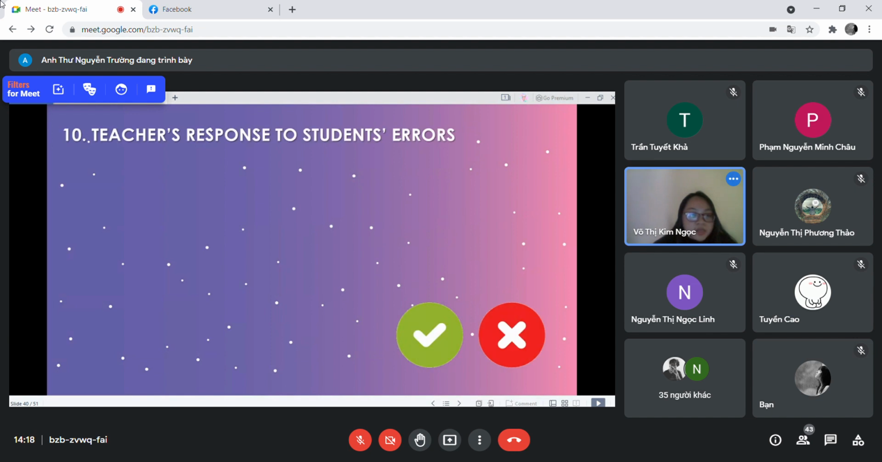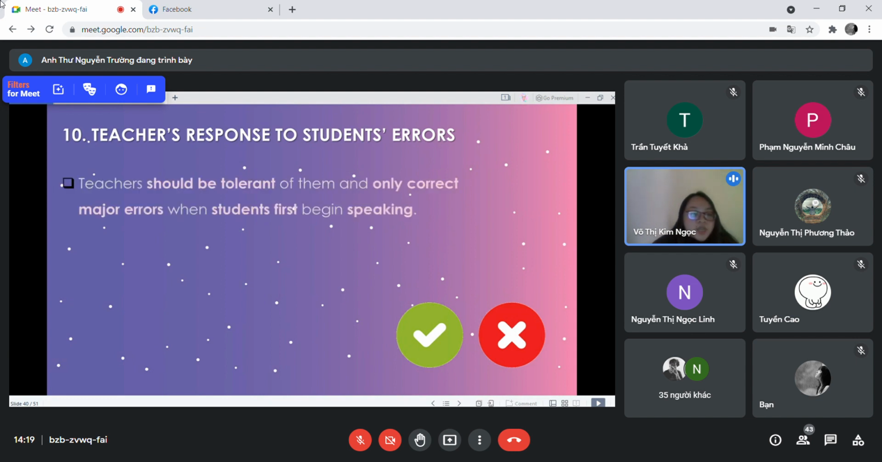And the last part is about how the teacher responds to student errors. Teachers should be tolerant of them and only correct major errors when students first begin speaking. We have mentioned in principle number 5, when students do begin speaking, perfection shouldn't be expected, because it is expected that students can make mistakes when they first speak. And when students get more advanced, the teacher can fine-tune and correct more minor errors, which means the teacher is going to correct even the smallest errors to have their students work as well as possible.